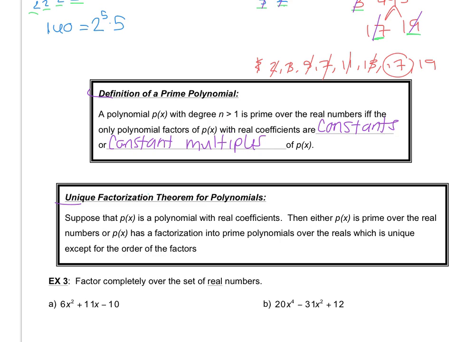And then we have the unique factorization theorem for polynomials, which is similar to the factorization theorem for integers. So p of x is a polynomial. Either p of x is prime, or it has a prime factorization over the reals, which is unique except for the order of the factors or the multiplication by constants. By real coefficients, so it's similar to, by real constants.